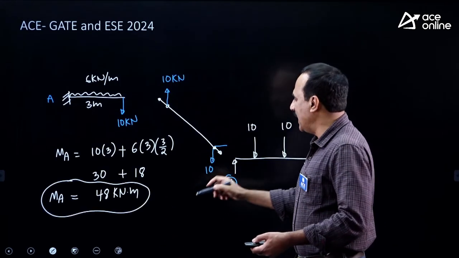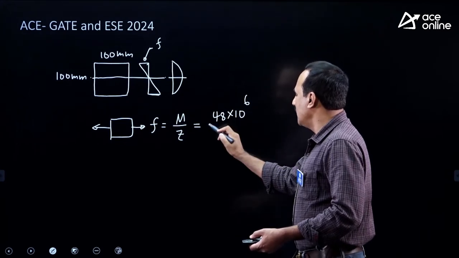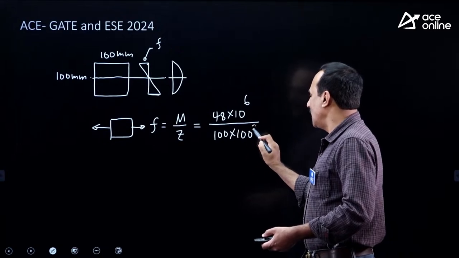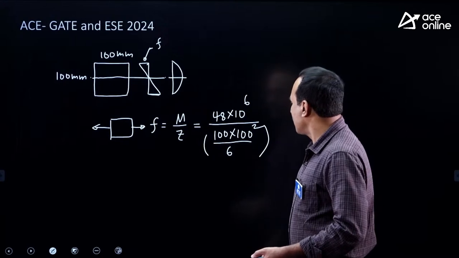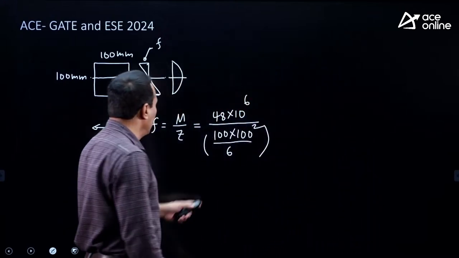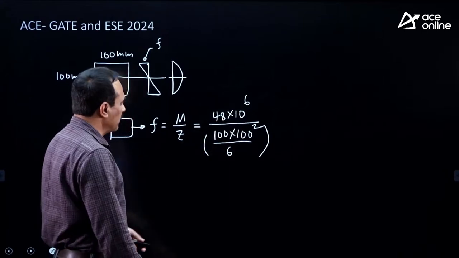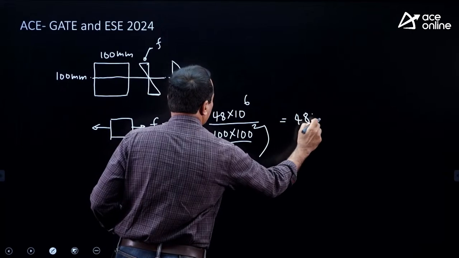M is 48 kilonewton meter, convert into Newton mm. Z is b d square by 6, 100 into 100 square by 6. 100, 2 zeros, 4 zeros, 6 zeros. So 10 power 6, this and this gone. So 48 into 6.